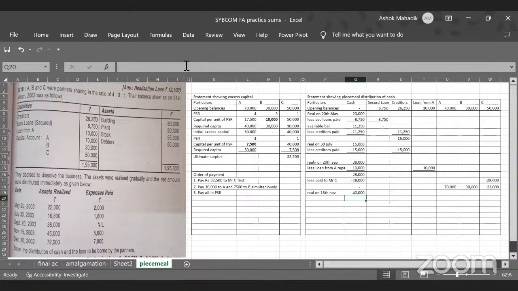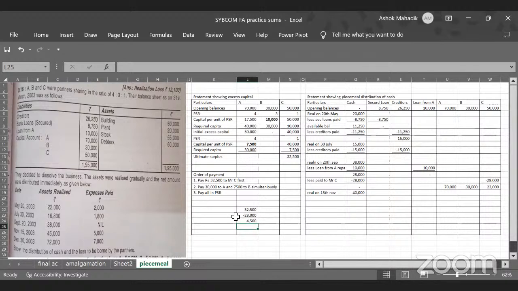Okay. How to use this now? Think. To whom shall we pay first? C. See the order of payment. We had to pay him 32,500, but we have paid him only 28,000. So some amount was still pending, and we have to clear that amount. Out of 32,500, how much we paid? Only 28,000. So the balance, 4,500, will be paid now.